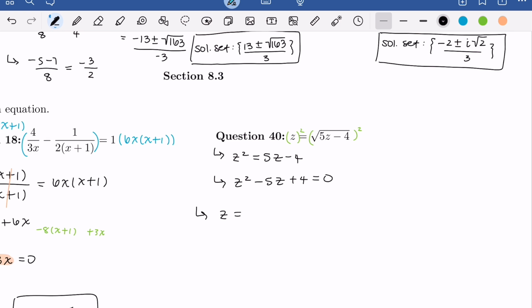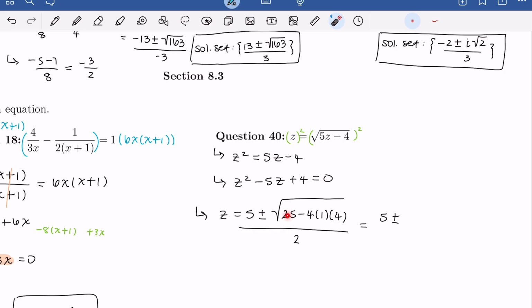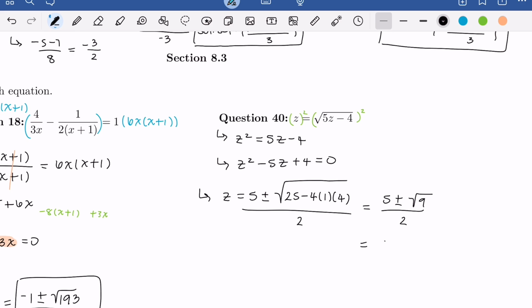So we're going to have z is going to be equal to opposite b, so that's actually going to be positive 5, plus or minus the square root of b squared, so that'll be 25 minus 4 times a times c. And this is going to be all over 2 times a, so just 2 here. Alright, so let's see what we get here. We're going to have 5 plus or minus the square root of 25 minus 16, so this will be the square root of 9 over 2. This is going to give us 5 plus or minus 3 over 2.